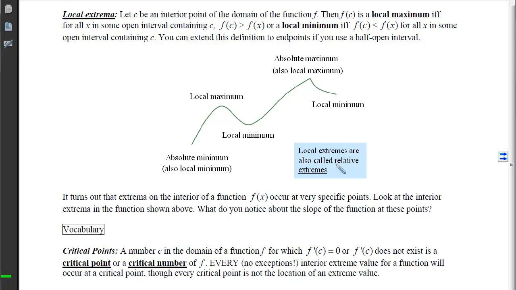Local extrema can also be called relative extrema, so you'll need to know that those are synonyms of each other. Just like absolute are global, well, local are also relative.